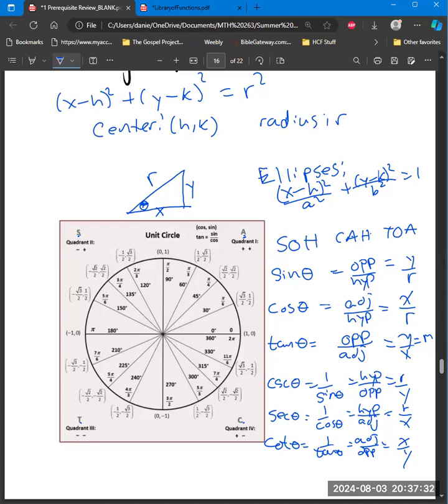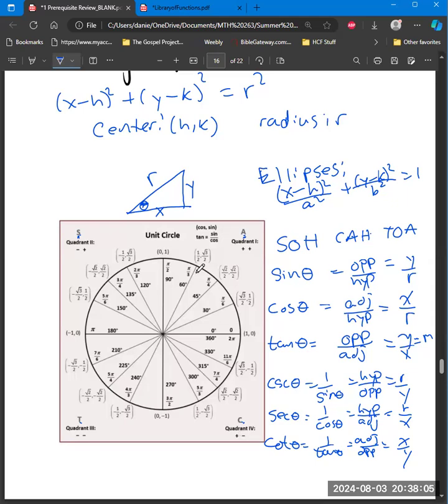All the other functions, in a quadrant where I've identified one and its reciprocal that are positive, are negative. So in quadrant 2, where sine and cosecant are positive, that means that cosine, secant, tangent, and cotangent are all negative. If one says tangent and cotangent are positive, that means sine, cosecant, cosine, and secant are all negative, and so on.